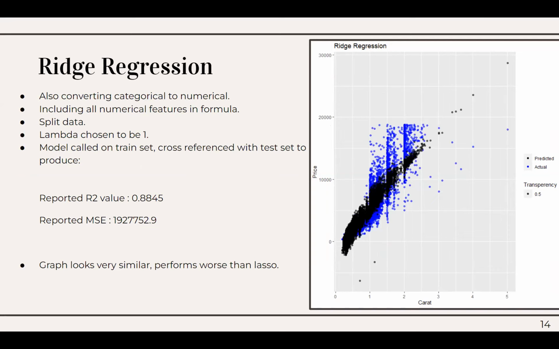Again, I also converted the categorical predictors to numerical. And then after splitting the data and choosing lambda to be 1, I called the model on the train set and cross-referenced it with the test set to produce this output. You can see on the graph that it looks like a tighter fit. It seems that the prices are being predicted more accurately. However, it is interesting to see that this performs slightly worse than Lasso, which was surprising to me.